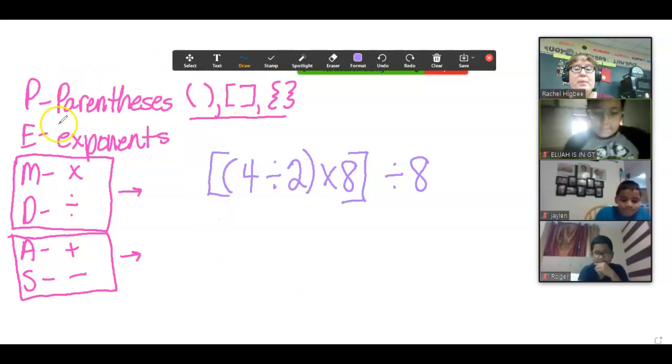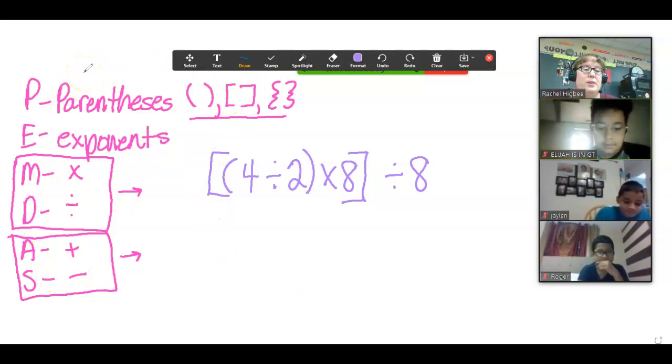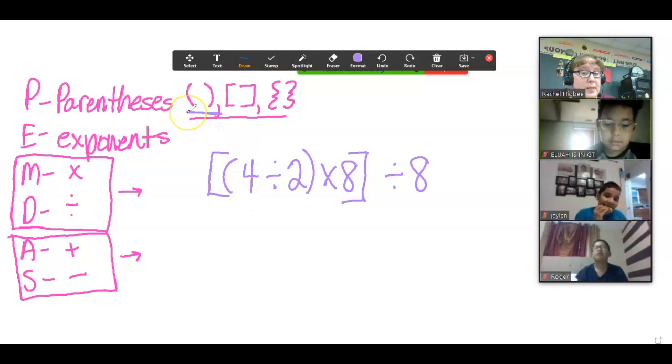Look over here at our PEMDAS. What always comes first? The parentheses, right. Okay, so now remember, parentheses and brackets mean the same thing, right? We always do parentheses first, though. All right, so what that means for this, since I see parentheses here and I see brackets, that means that this 4 divided by 2 has to come first. Okay, so what's 4 divided by 2?